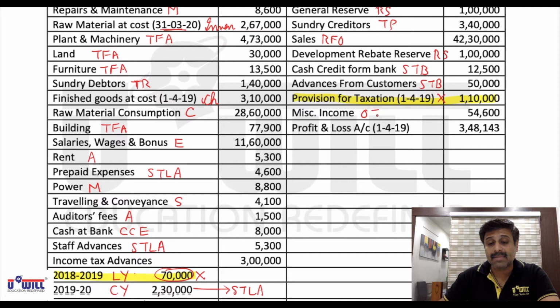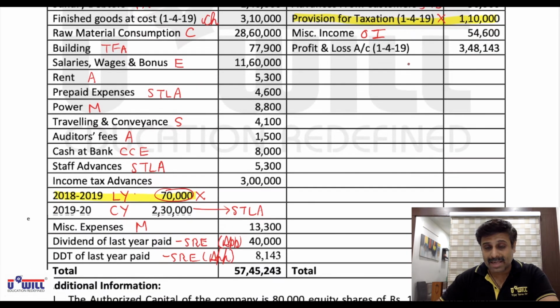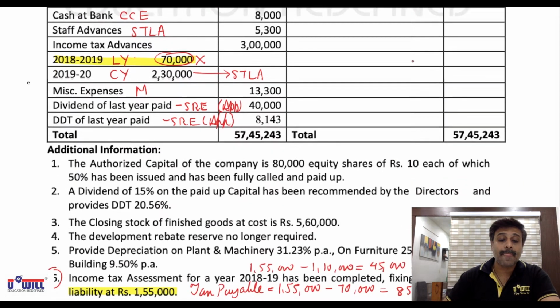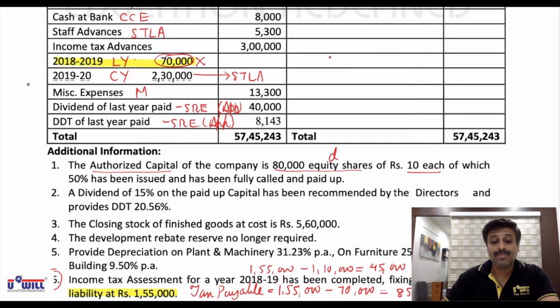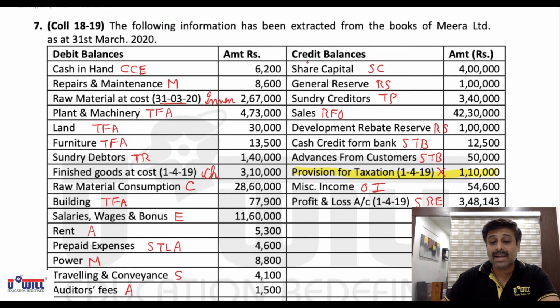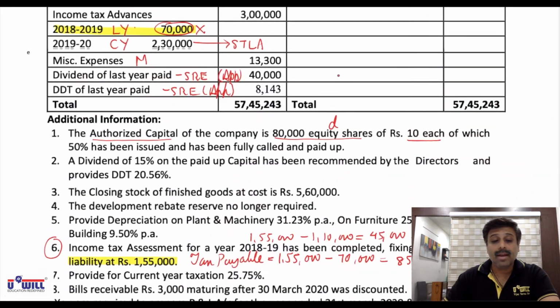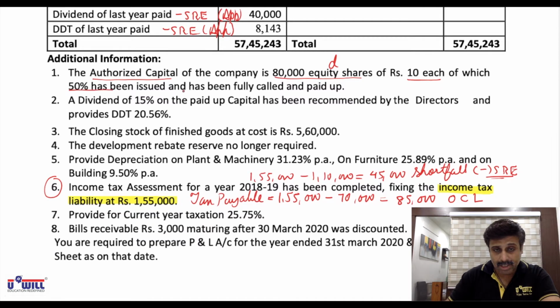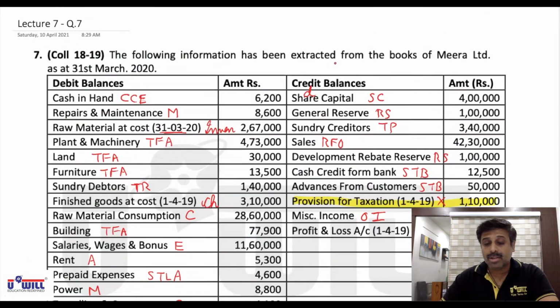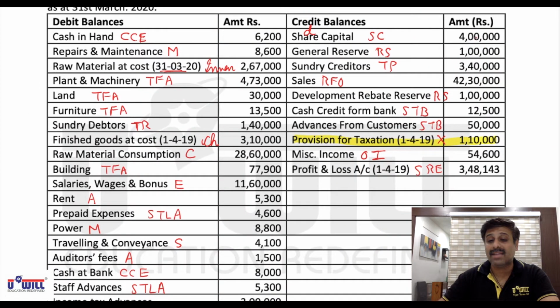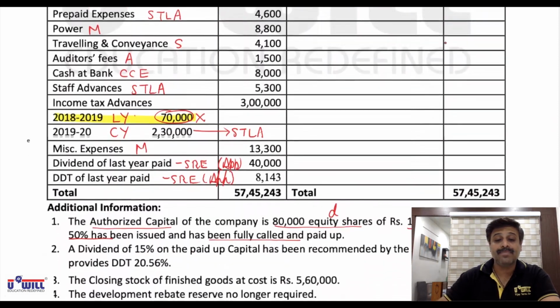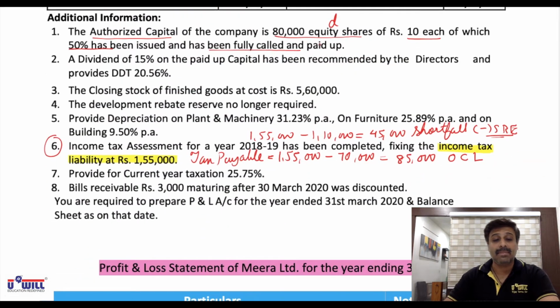Miscellaneous income, other incomes, and the profit and loss account balance on 1/4/19 will come in the statement of retained earnings. Authorized capital of the company is 80,000 equity shares of 10 each, that is a disclosure. So in share capital, all of you mark it as D. D stands for disclosure, of which 50% has been issued and fully called up and paid up. So 50% of 80,000 is 40,000, that is what is given in the trial balance. 40,000 shares of 10 each, 4 lakhs. That we will write as issued, subscribed and paid up capital.